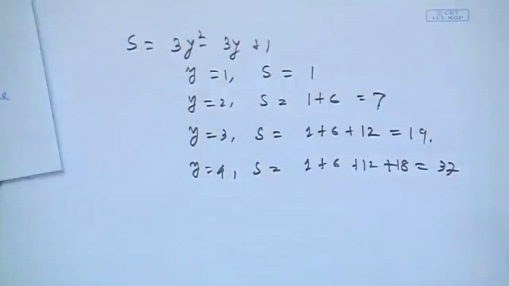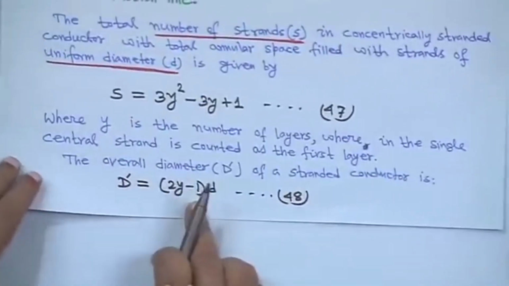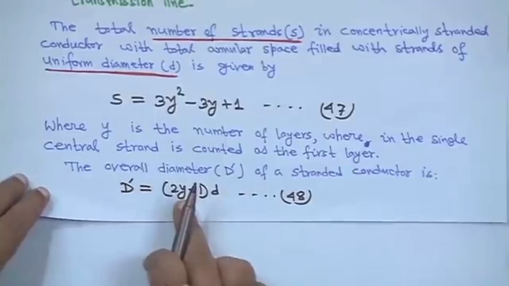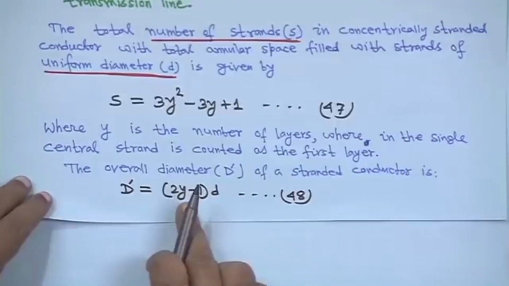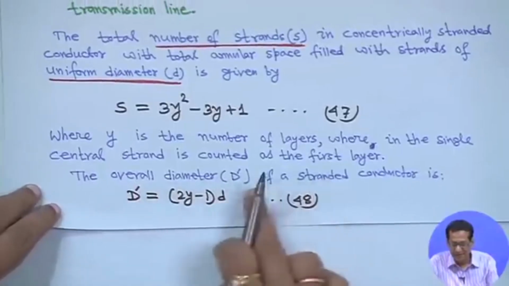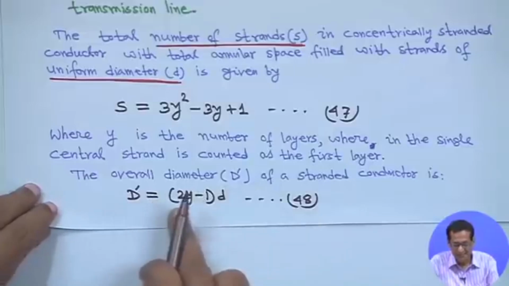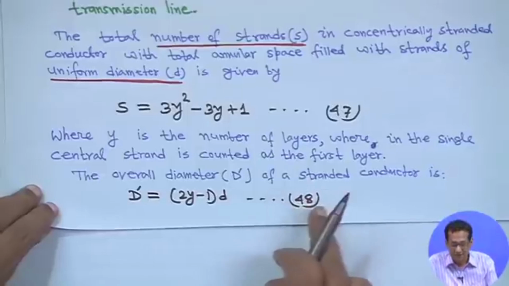And the total diameter is given by D dash is equal to 2y minus 1 into d. If y is equal to 1, then D dash is equal to d. If y is equal to 2, then D dash will be 3d, and so on. So, this is the overall diameter of the stranded conductor. D dash is equal to (2y minus 1) into d. This is equation 48.